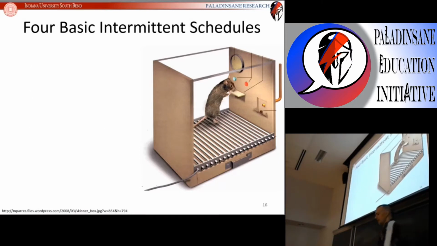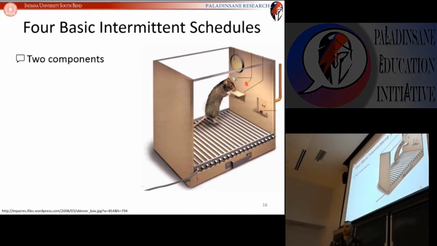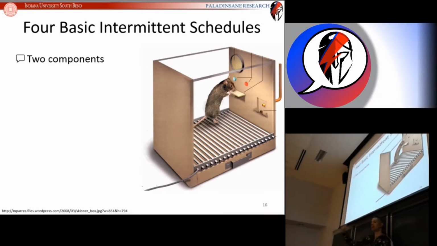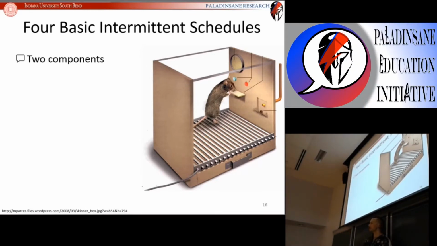So the four basic intermittent schedules that we're going to look at today come from a combination of two components. So much like the four contingencies we looked at came from a combination of positive or negative, with something added or with something taken away, and the result, reinforcement or punishment. Did the response increase? Did the response decrease? The same way those two were combined to make four different contingencies, these two components are going to be combined to make four different intermittent schedules. So the two components are, number one, is the schedule a ratio schedule or an interval schedule? And then number two, is it a fixed schedule or is it a variable schedule?